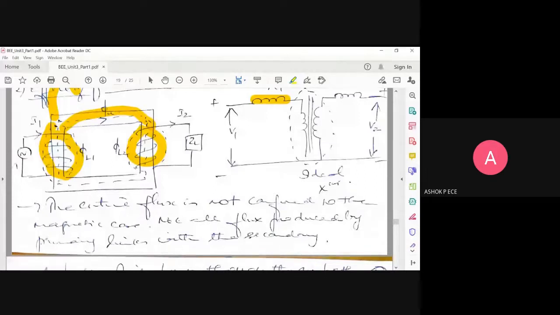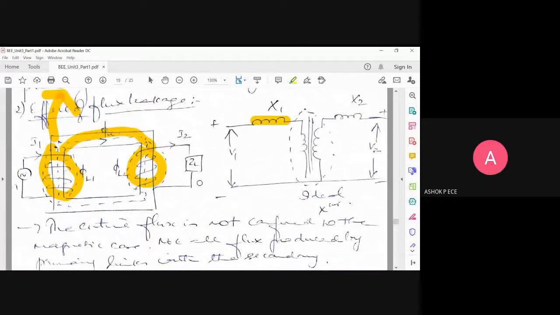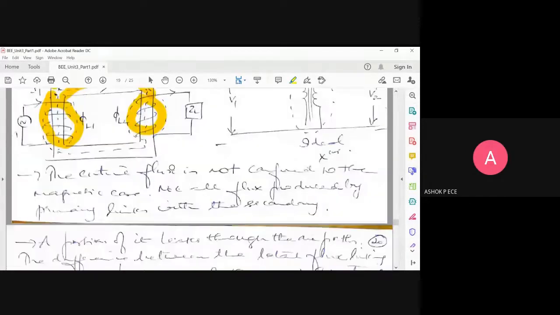If things are understood, I'm happy. Otherwise, you have to open your mouth and ask. Is this portion clear? Effect of flux leakage at the primary side. Clear or not? Yes, sir. Okay. Same way, the secondary also you will have flux leakage.